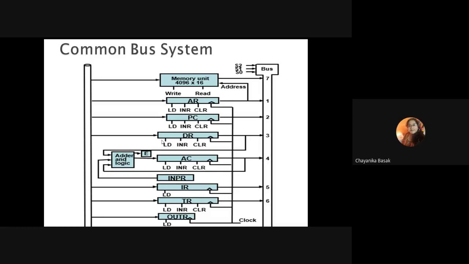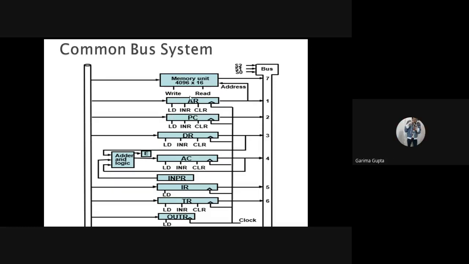Ma'am, can you explain once more? Yes. So whenever some data is put into a register, that means whenever some data is loaded into a particular register, we first need to enable its load input. Is this clear now? Yes, ma'am.